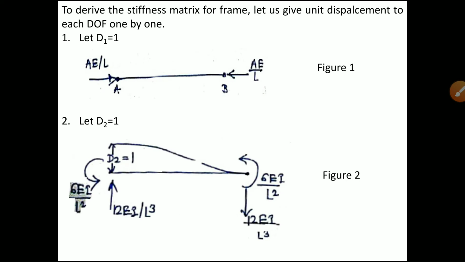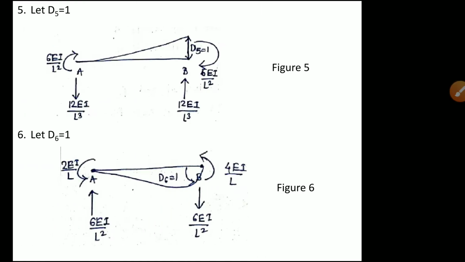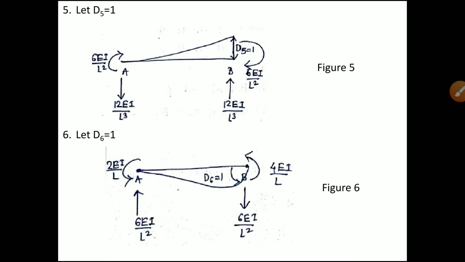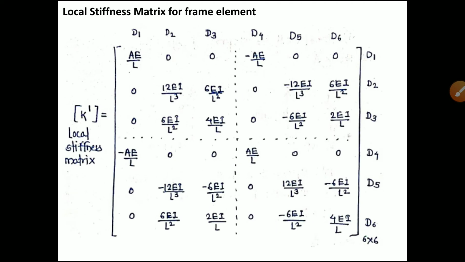Step 1: d1 equal to 1, d2 equal to 1, d3 equal to 1, d4 equal to 1, d5 equal to 1, d6 equal to 1. Combining all these figures, that is the elements corresponding to those 6 degrees of freedom, and writing this local stiffness matrix. Up to this step we covered in the very first part of this video.